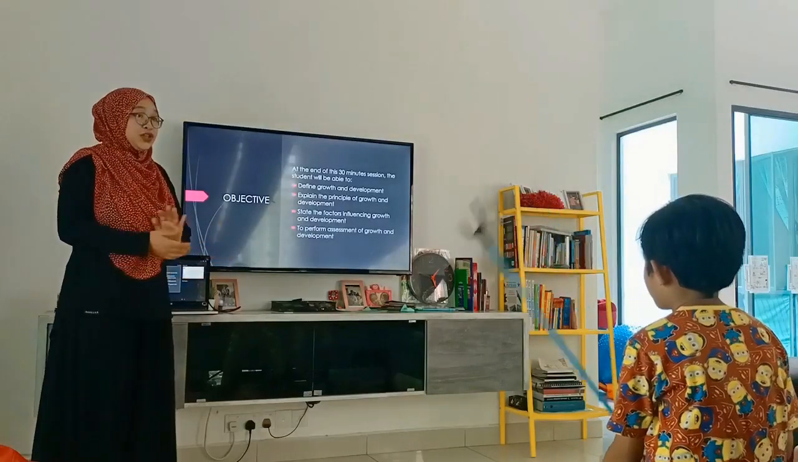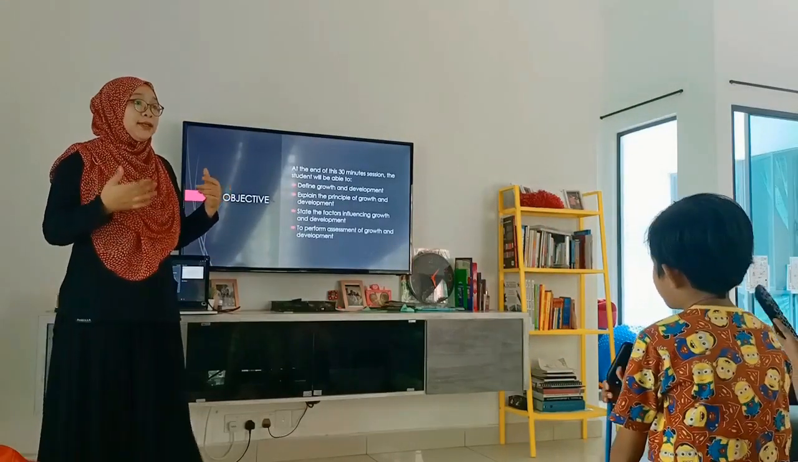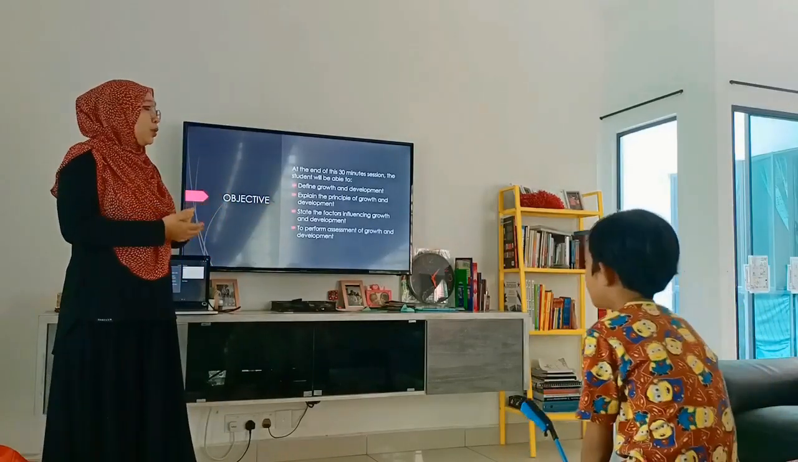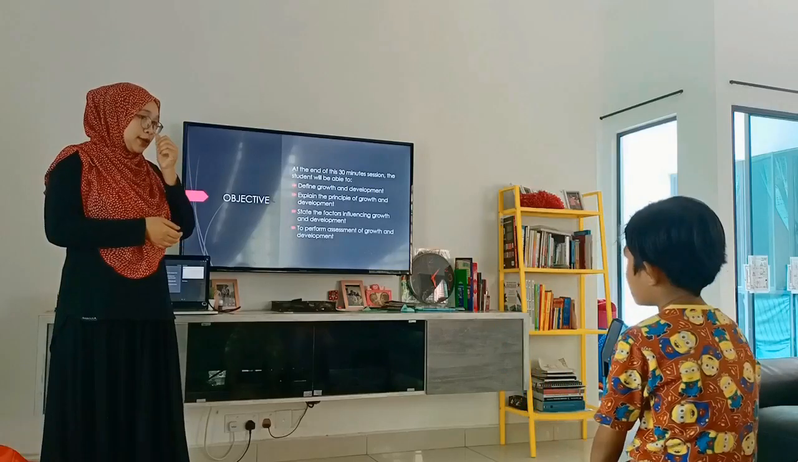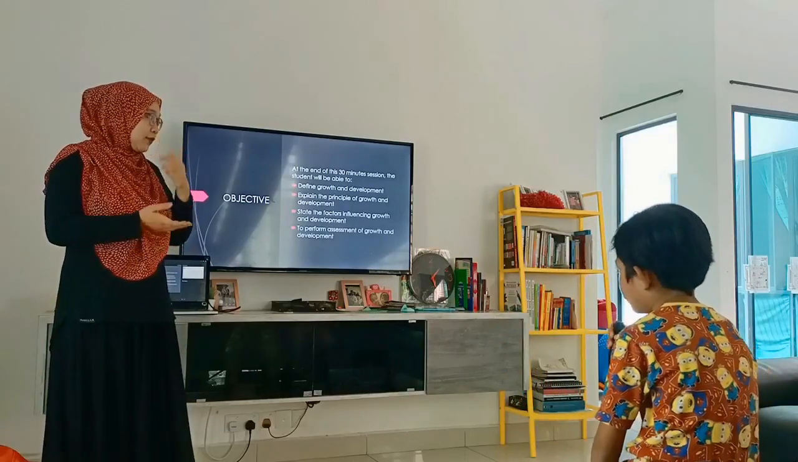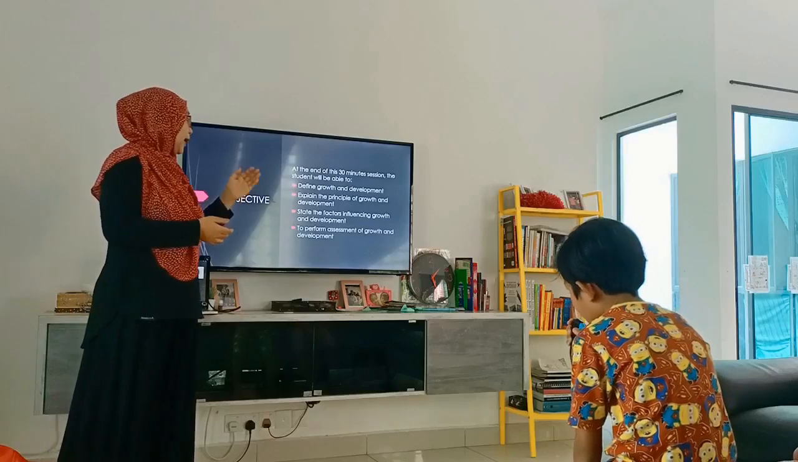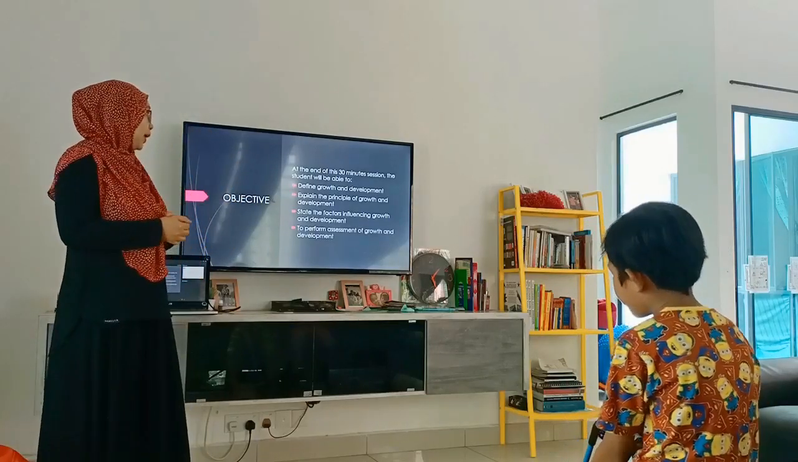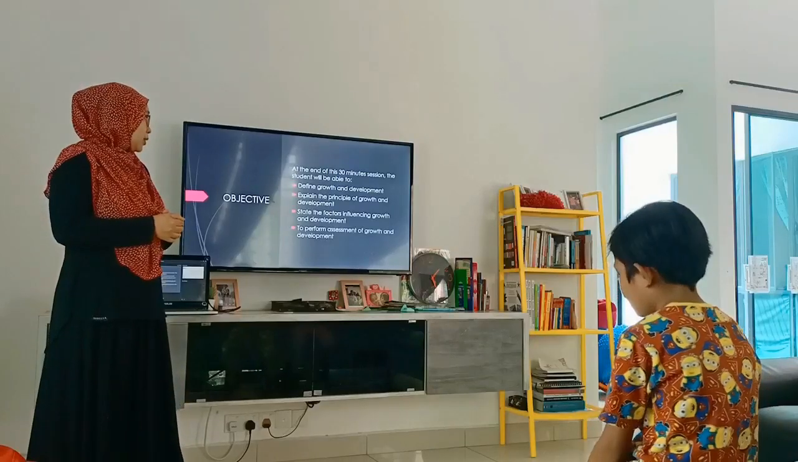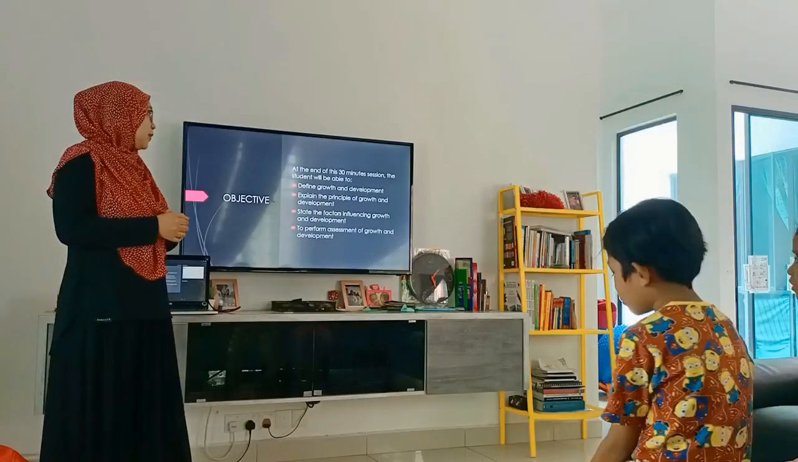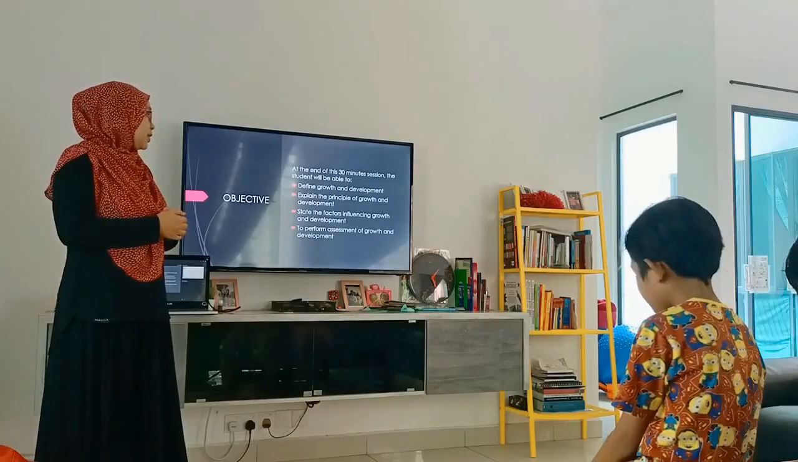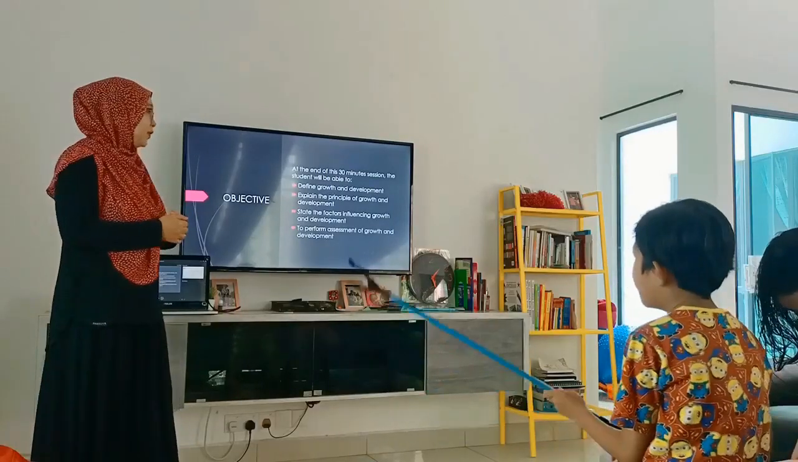At the end of this session, I hope that you, the students, will be able to define what growth is and also what development is. You will be able to explain the principles of growth and development, state the factors influencing growth and development, and perform the assessment of growth and also development.